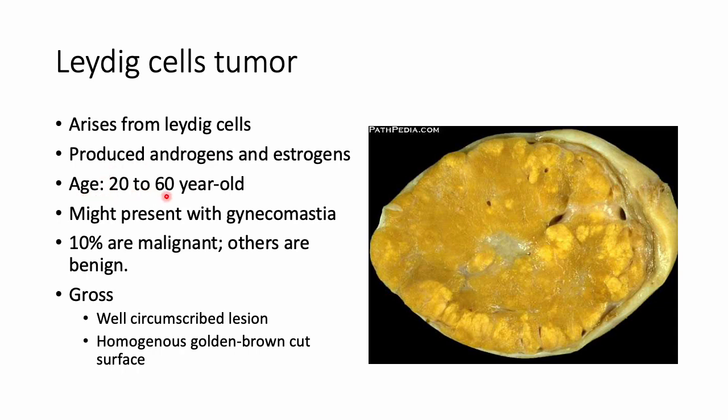The age is around 20 to 60 years old, and it might present with gynecomastia because of the production of estrogen, which is also seen in this tumor. And 10% are malignant, and the rest are benign. Grossly it is a well circumscribed lesion with a homogeneous golden brown cut surface. So when you cut open, you can see the color of the cut surface is golden brown, especially at the periphery here. You can see in the picture, all of these are what we call the golden brown color.